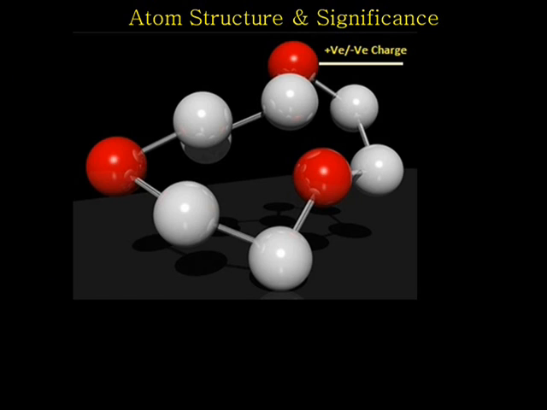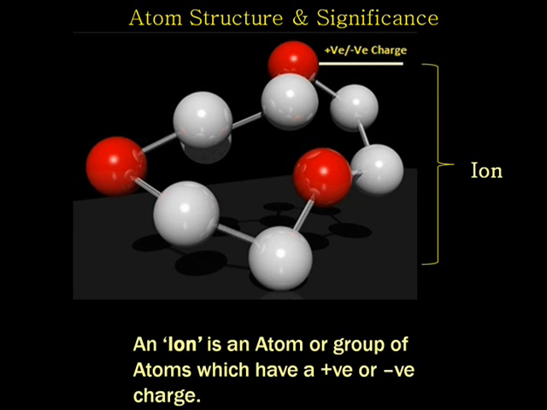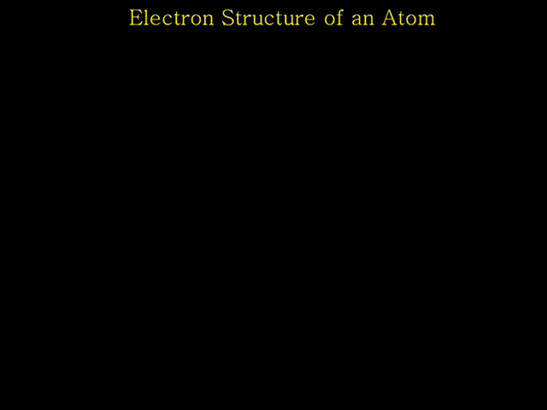When atoms or groups of atoms have a positive or a negative charge attached to them, that structure is known as an ion. This is how it looks. Next up, let's take a look at the electronic structure or configuration.